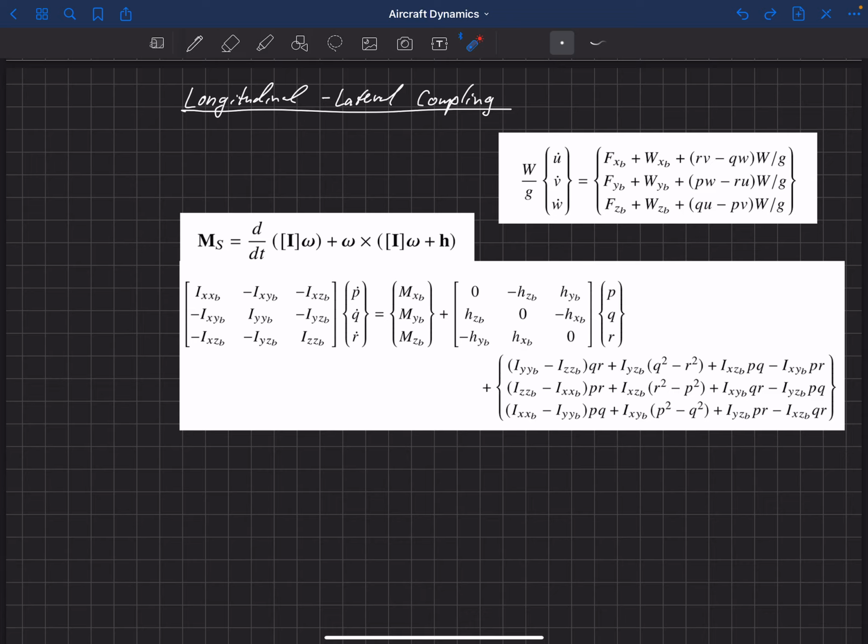Now, the one thing that I've added here, well, I guess a couple things. One of them is the addition of this H matrix, and H is our angular momentum on board the aircraft. So this can come from propellers, or other rotors, or things like that. So this is the total angular momentum, let me just label that here. So H is angular momentum.